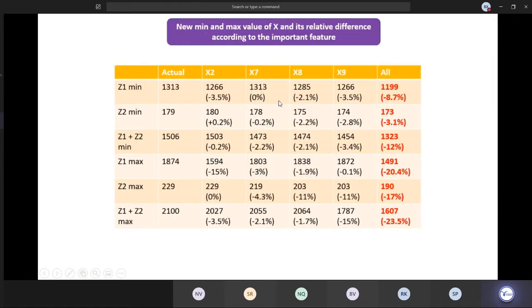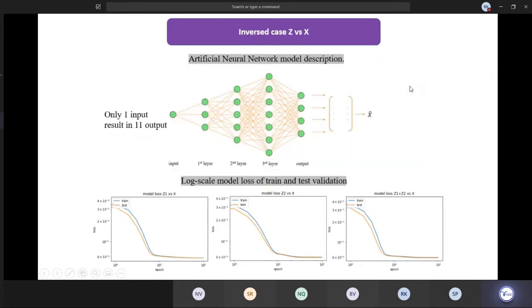Because of those important features, we want to see what the difference is if we do not consider them in our model. This table shows the result without x2, x7, x8, x9, or all of them. If we do not consider them, what happens? As you can see, in the case of x2, the accuracy is reduced by about 3.5%, whereas when all of them are missing, it is reduced by 8.7%, pretty much.